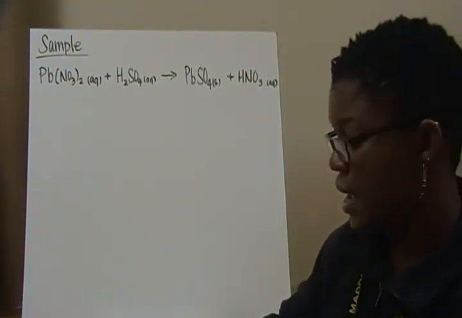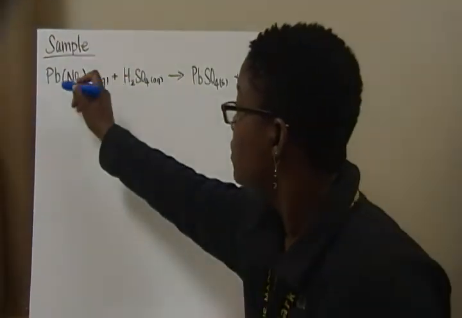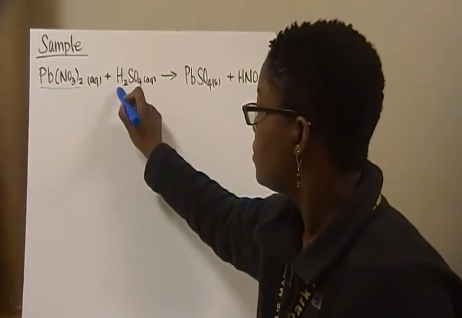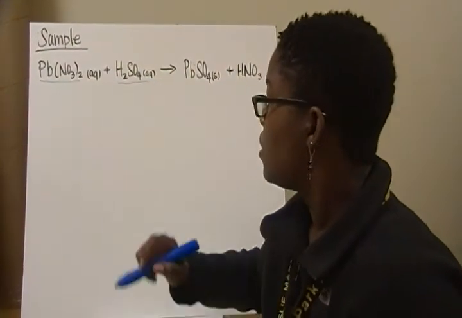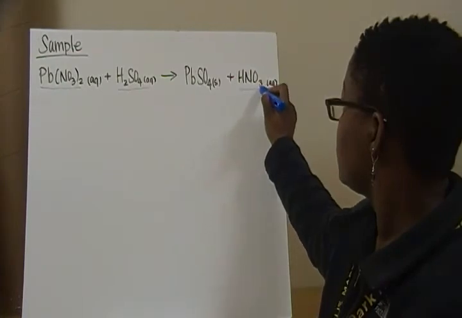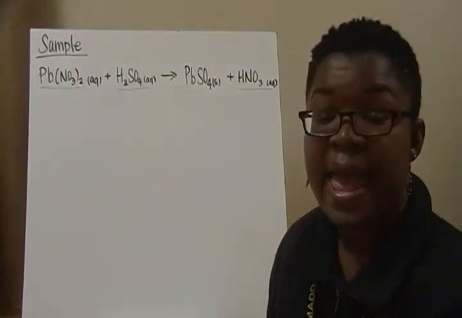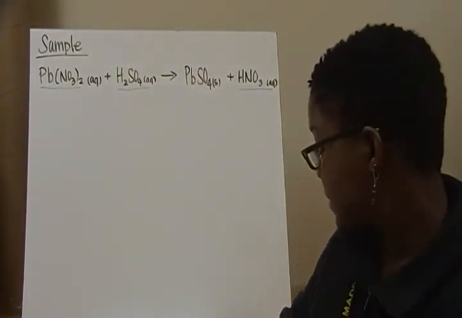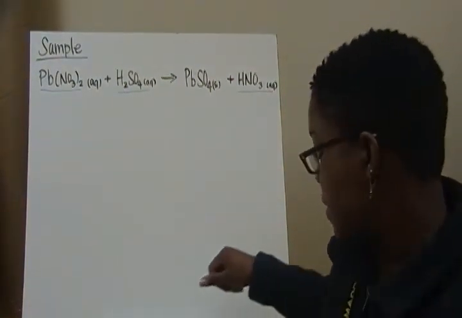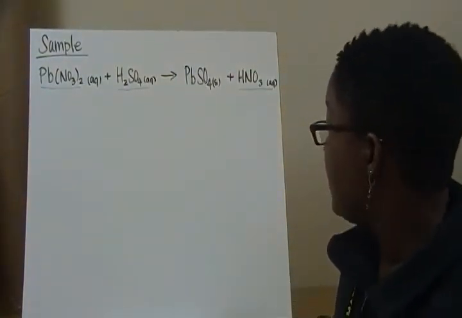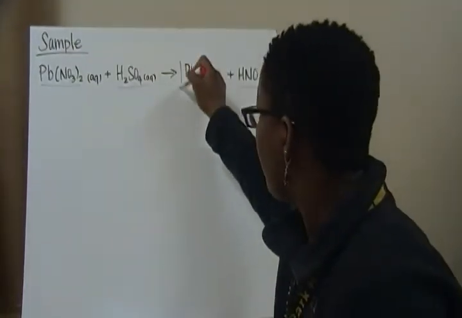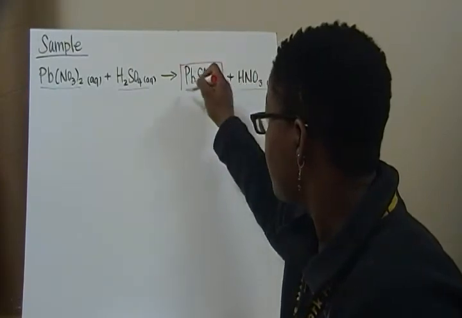You should have underlined the lead nitrate, the sulfuric acid, and the nitric acid. The next thing that I'd like you to do is to draw a box around the thing that's going to be solid. And in this case, that's going to be our lead sulfate.